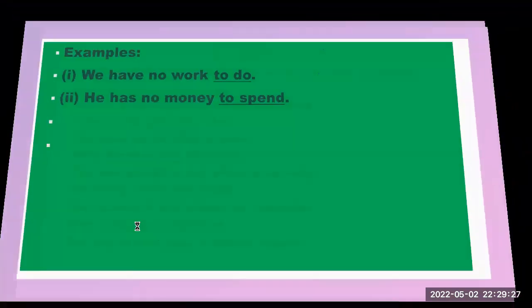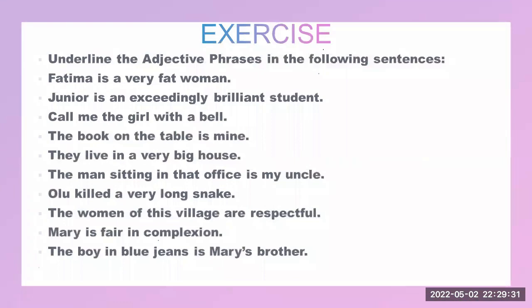Okay? So here we have come to an exercise. I want you to pause the video at this point and try to do this exercise. I'll give you some time and then I'll be right back to give you the correct answers. But first, look at it. Underline the adjective phrases in the following sentences. This exercise is meant to test your knowledge of what forms an adjective phrase.